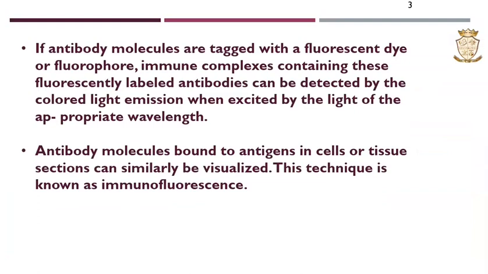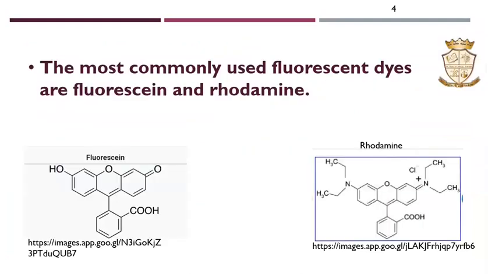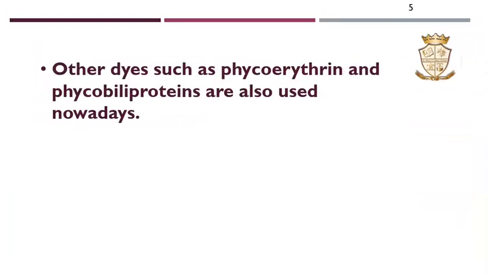The antibody molecules bound to antigen in cells or tissue sections can similarly be visualized. This technique is known as immunofluorescence. The most commonly used fluorescent dyes are fluorescein and rhodamine. Other dyes such as phycoerythrin and phycobiliprotein are also used nowadays.